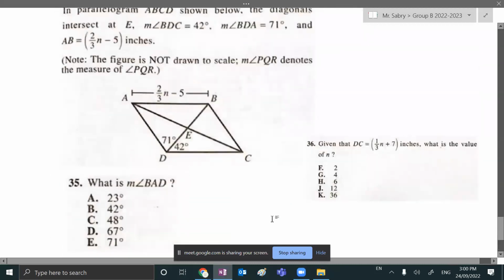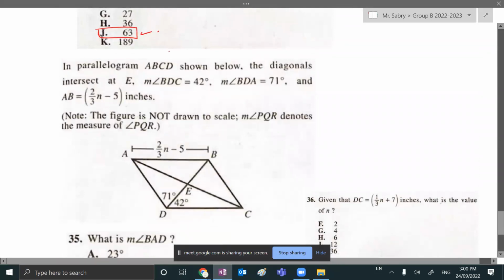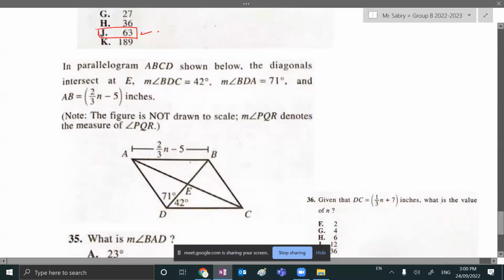Okay, so first of all, you need the measure of angle BAD. Now, in any parallelogram, the opposite sides are equal to each other. Sorry, opposite sides and the opposite angles, by the way. So this angle is equal to this whole angle. Also, the adjacent angles are supplementary, which means they add up to 180.